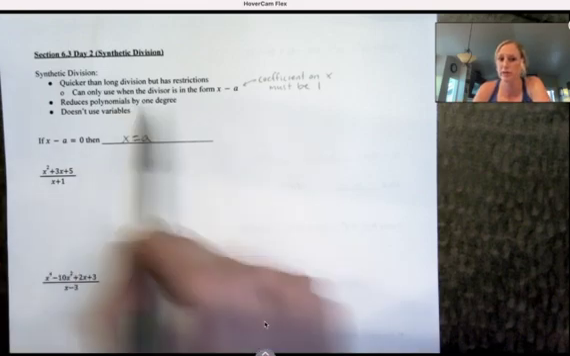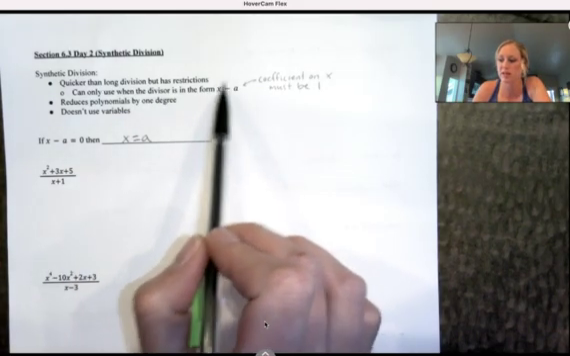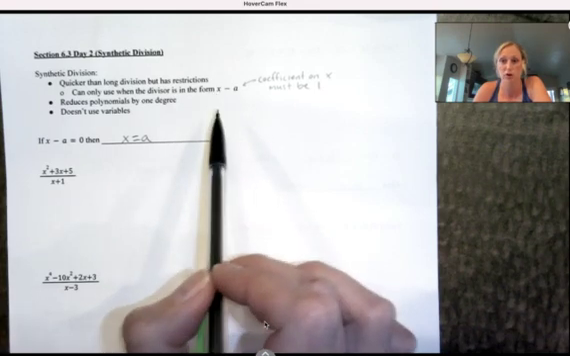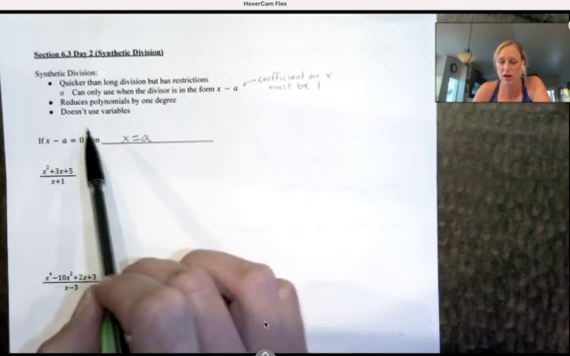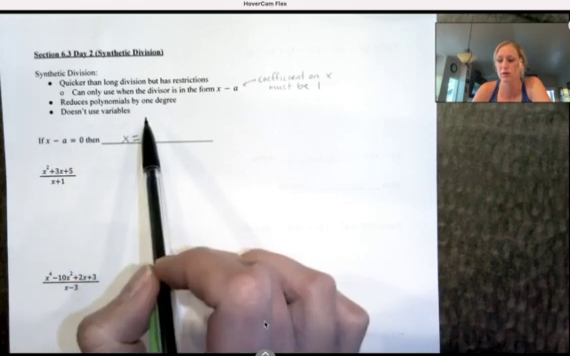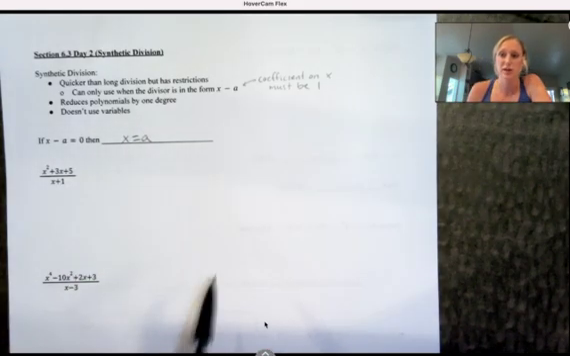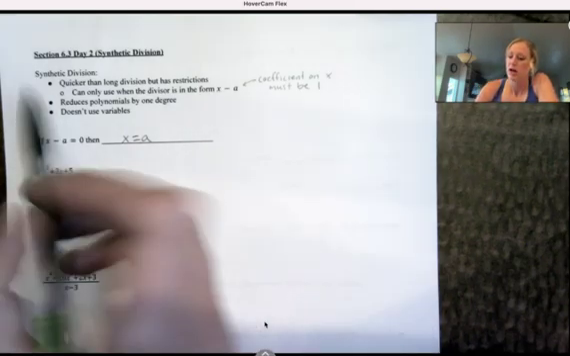So here is when we can use it, when we are dividing by something in this form. The big thing is that the coefficient on x must be 1 in order to use this. It's good to know that it's going to reduce our polynomials by 1 degree, and this method actually doesn't use variables.